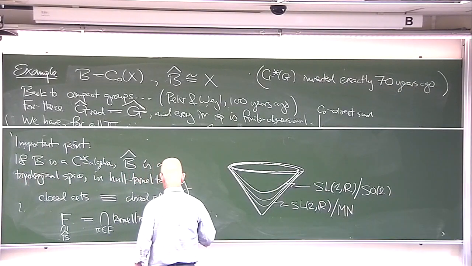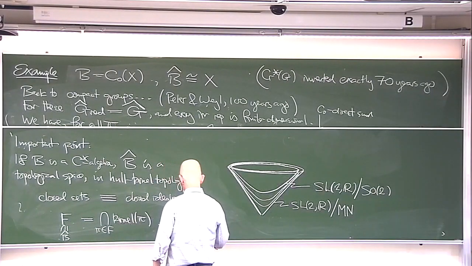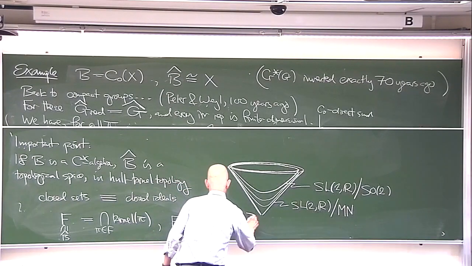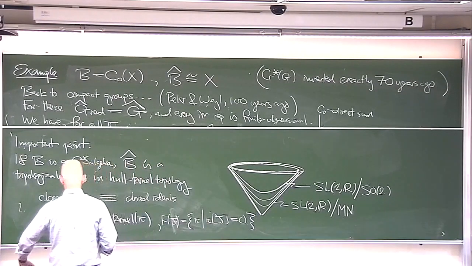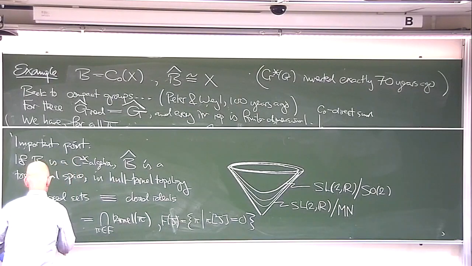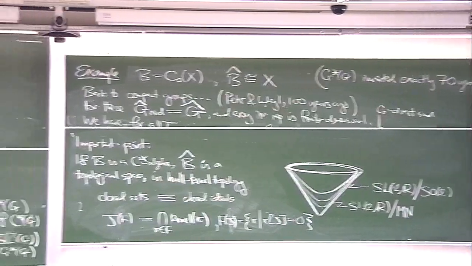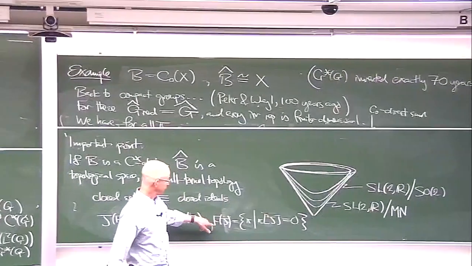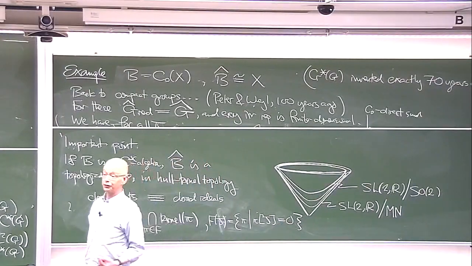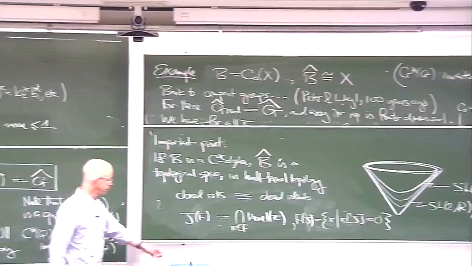If I have an ideal, I can build a closed set, namely the set of all pi's such that pi on the ideal is 0. So here are two operations. One takes a closed set and builds an ideal, and the other takes an ideal and builds a set. And the sets that you build in this way are by definition closed sets. You just decree them to be closed sets. And when you do that, you get this space topology.